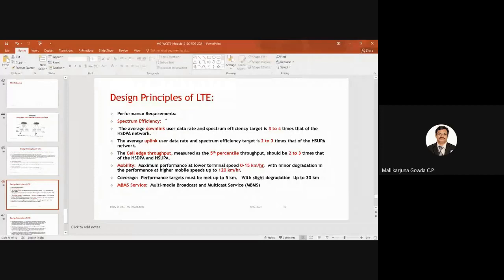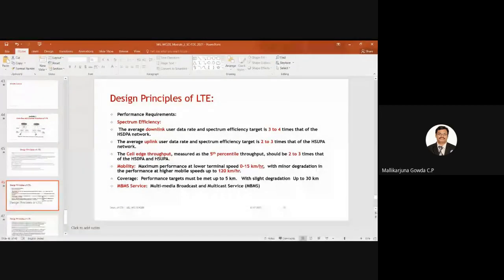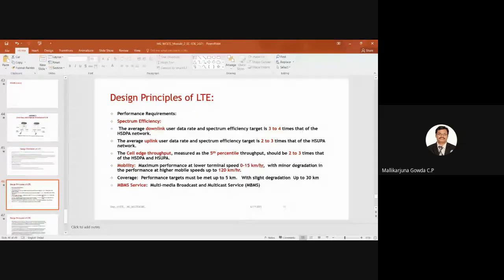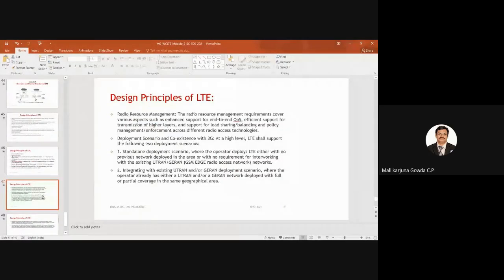Okay, I think as of now I told about three things. One is about network architecture, second one is about data rate and latency, third one is about the performance requirements. Under performance requirements, I told about 4 parameters. That is, one is about spectrum efficiency, second one is about mobility, third one is about coverage, and fourth one is about MBMS service. And the next parameter is about radio resource management, that we say RRM.